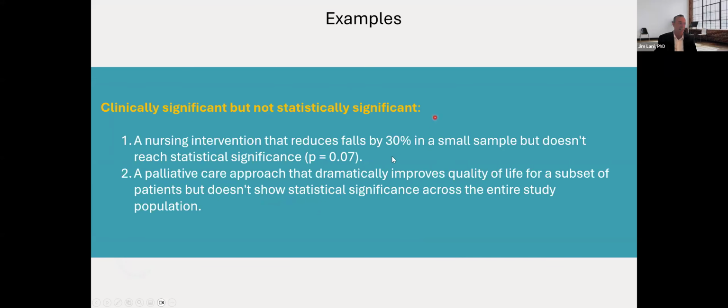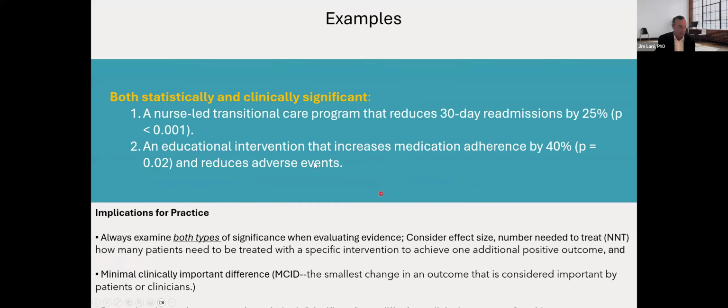Clinically significant, but not statistically: reduces falls by 30%. Huge, awesome, particularly for that 30% that doesn't fall, right? Makes a huge impact, okay? But doesn't reach our probability level. Palliative care dramatically improves quality of life, but doesn't show statistical significance.